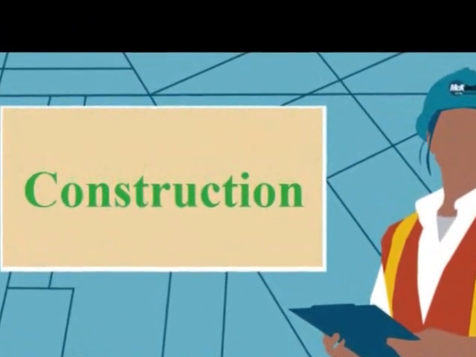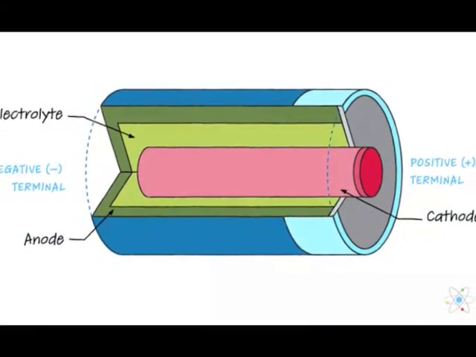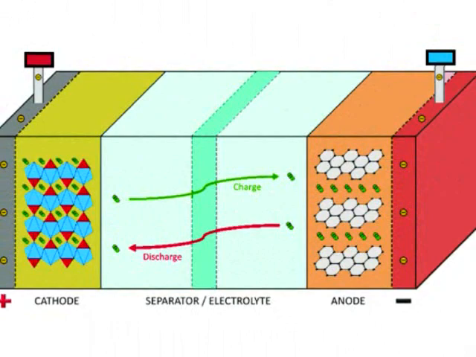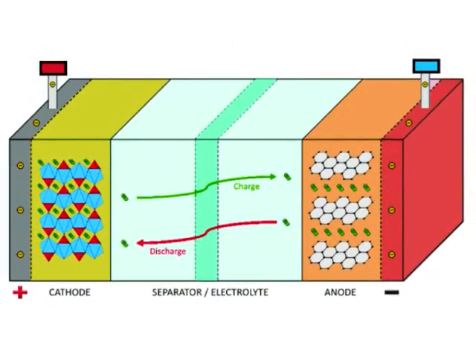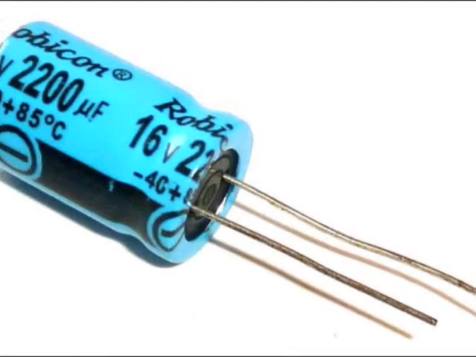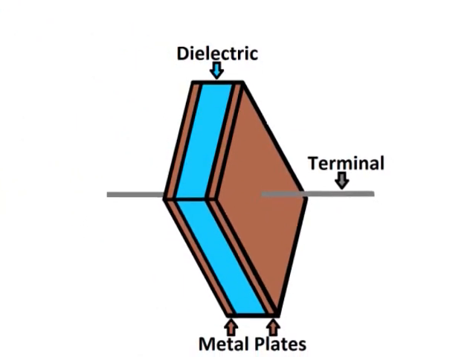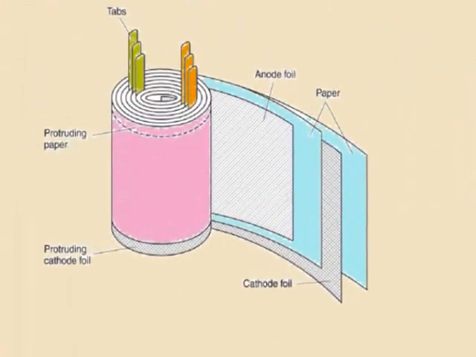Construction. Battery, including three main parts: cathode, negative terminal, anode, positive terminal, and electrolyte material. Capacitor, in the simplest case, two parallel plates with air or dielectric material between them.